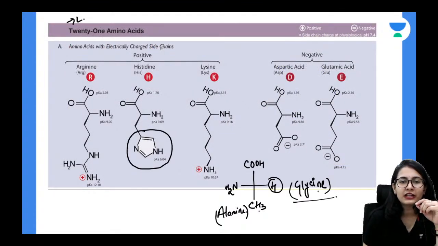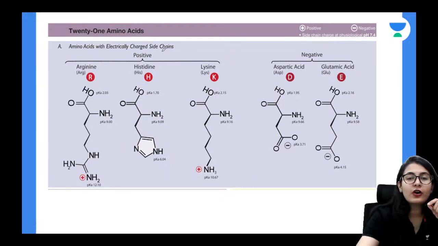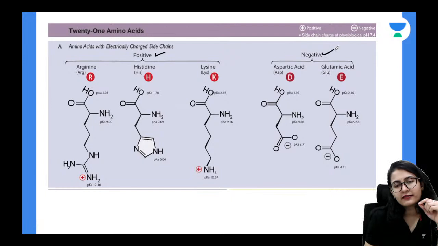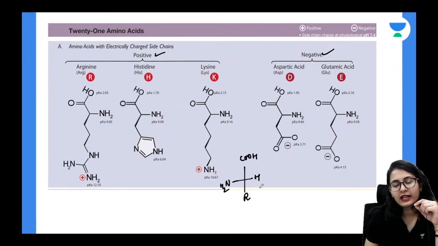What is the classification? Classification is based on कि side chain पे charge क्या है. Yes, positive charge or negative charge in the solution. Who is going to have a negative charge, guys? Let's say once again we are writing the amino acid. So this is your R group, this is your H group.